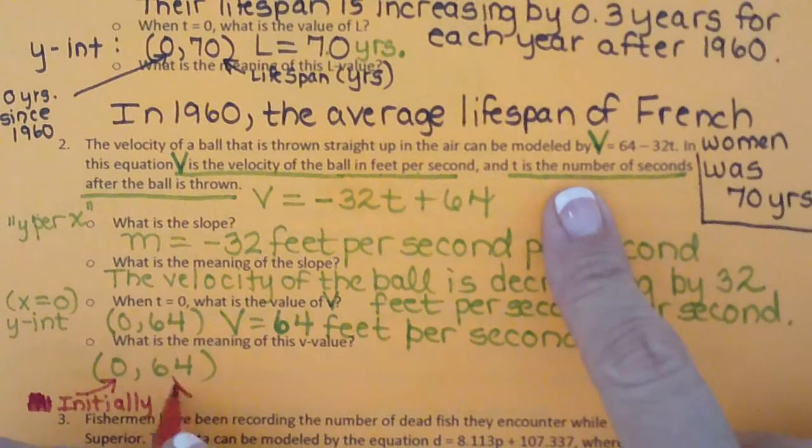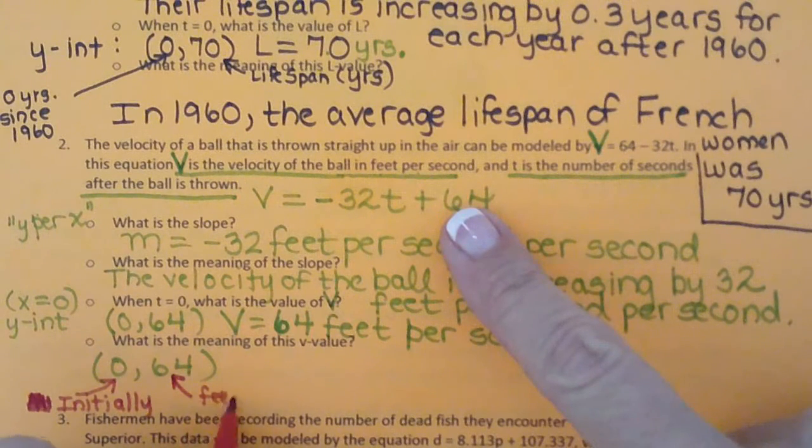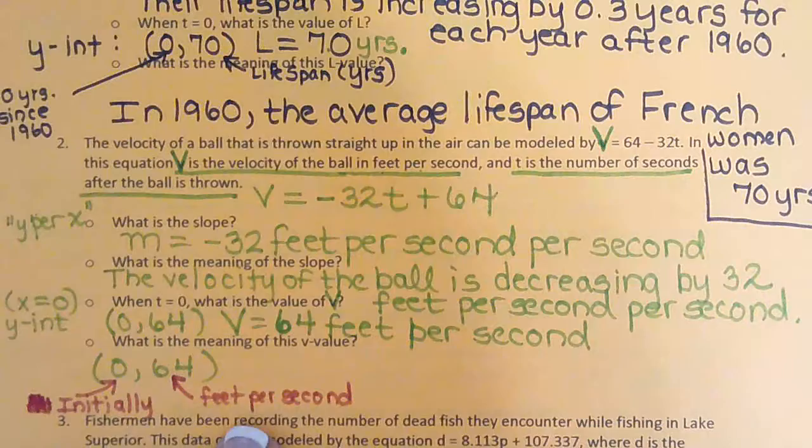It is traveling at a velocity of 64 feet per second. So now that we got the labels on it, we can easily write a sentence. So when the ball is initially released, it is traveling at a velocity of 64 feet per second.